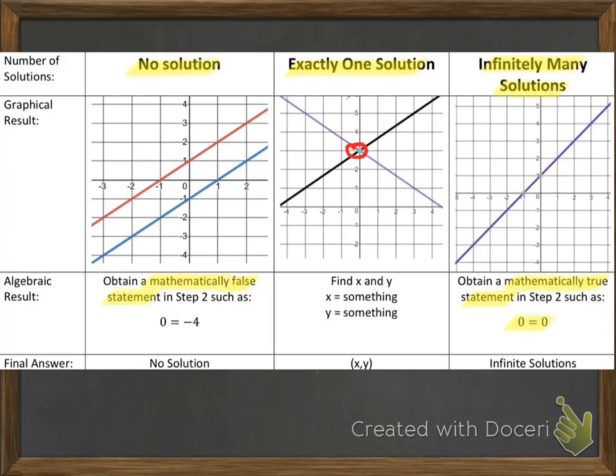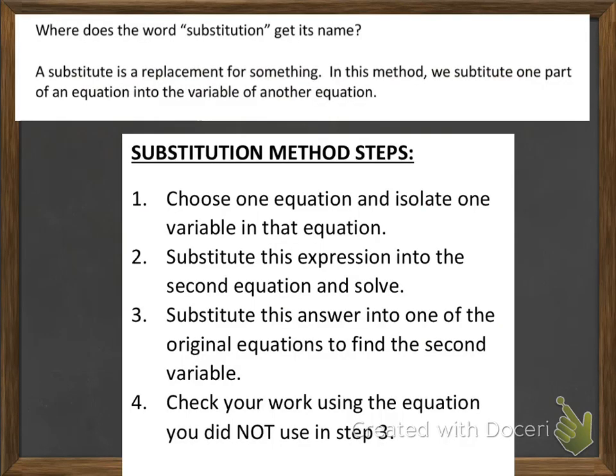So again, even when we're using these algebraic approaches, we still have three distinct possibilities. We have no solution, exactly one solution, or infinitely many solutions. So let's think about the word substitution, because that's the method we're exploring in this video. What does the word substitution mean? Where does it get its name? Well, a substitute, as I'm sure you know, is a replacement for something. For example, if you have a substitute teacher, it's not the normal teacher that you would see every single day. So, likewise, in this method, we substitute one part of an equation into the variable of another equation.